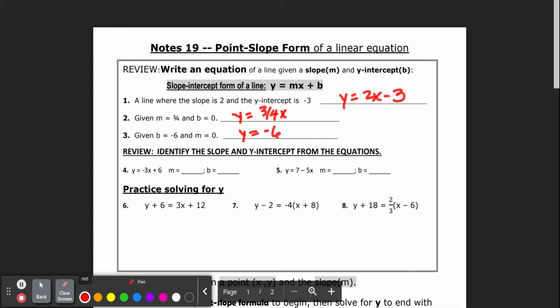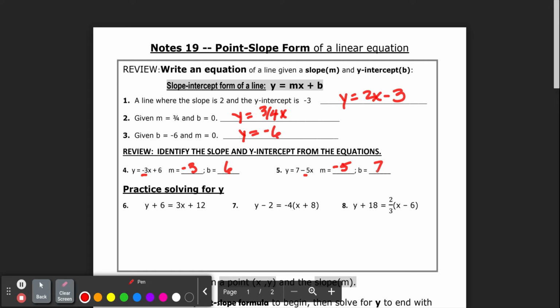On 4 and 5, it says review. Identify the slope and y-intercept from the equations. So the slope here, this is your m, so that's negative 3, and you don't have to put the x after it. And then the b is the 6. Over here, the m again is the number in front of x, which is a negative 5, and the b is the 7. And then on problem 6, it says practice solving for y.